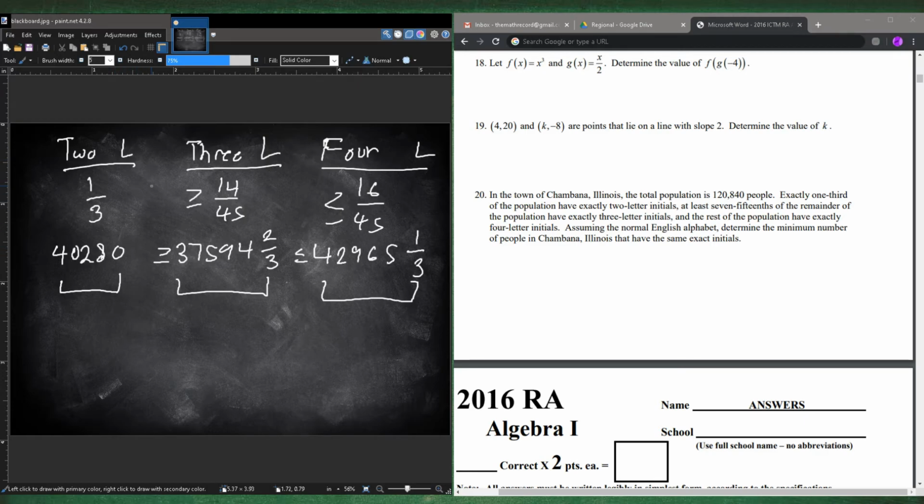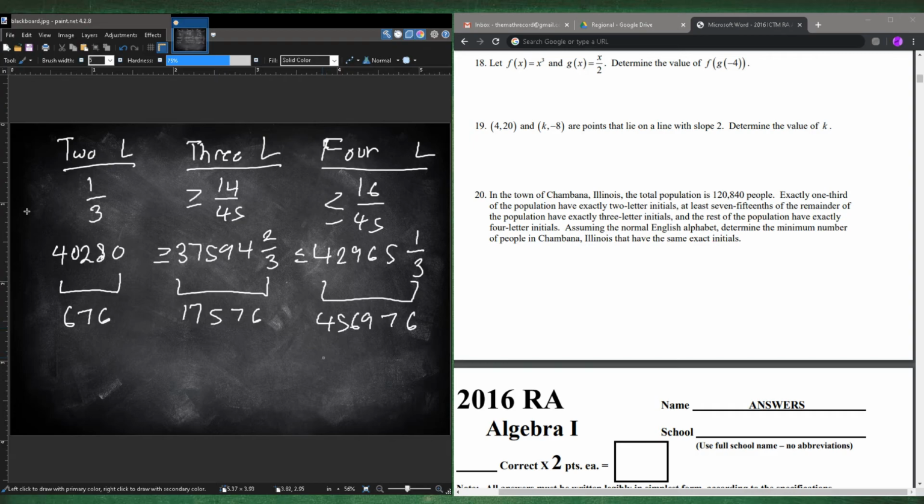Because in the alphabet there's 26 letters, and since there's two letters, that means there's 26 times 26 amount of combinations. So the maximum is 676. So this one is 26 times 26 times 26 because there's three letters. So that's 17,576.